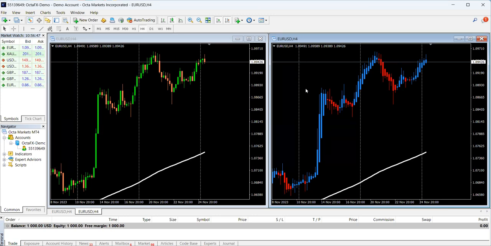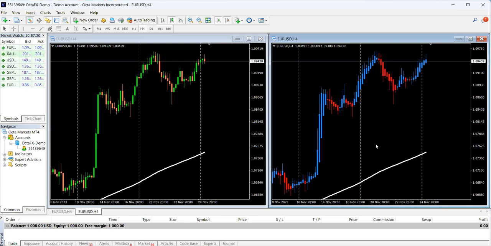Now, unlike the Japanese candlesticks, for Heiken Ashi there are three basic types of candles that you can see. Number one, you see the blue candle without a lower wick. Then you see the red candle without an upper wick. And then you see a Heiken Ashi candle, let me call it, with an upper and lower wick.